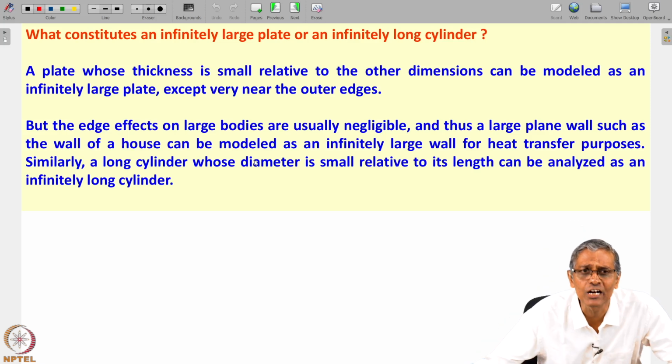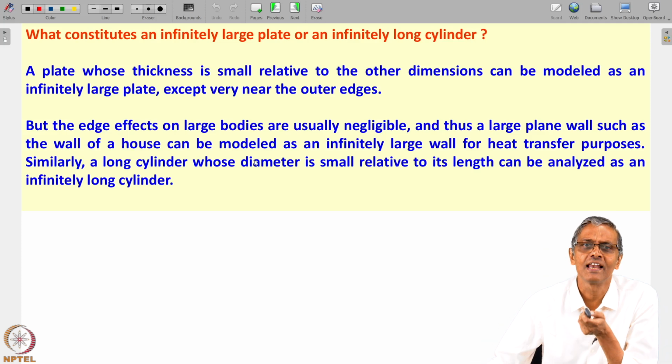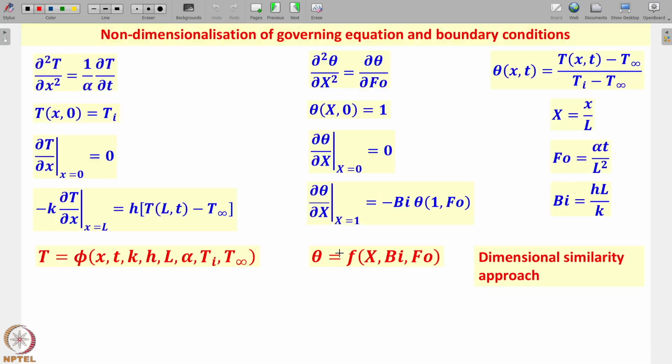Now what really constitutes this is an infinitely large plate. I am taking the large plate first. After the large plate we shall take up the cylinder and also the sphere, but right now we are in a large plane wall. When I say a large plane wall, it only means that the thickness of the wall is small compared to the height and width of the plane wall. If you just take the wall of your room, that would satisfy this condition.